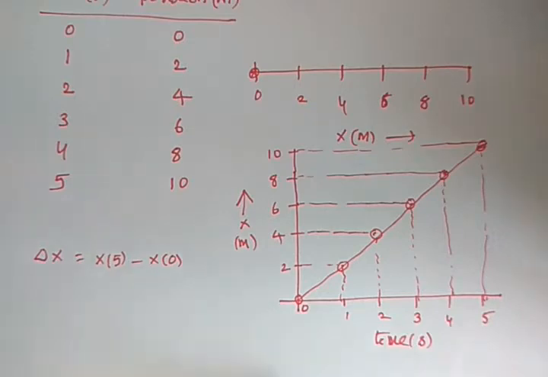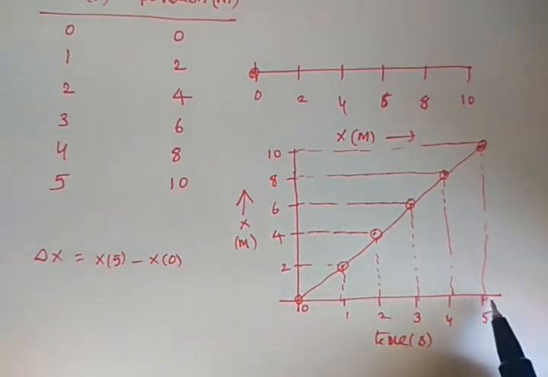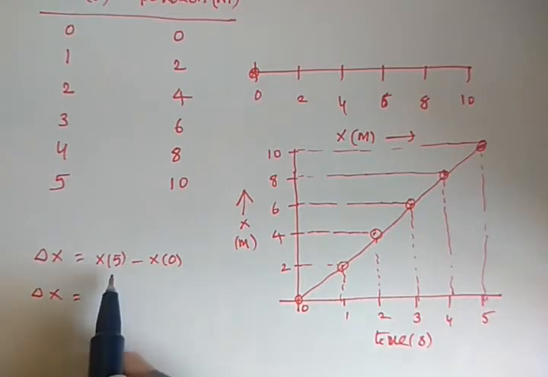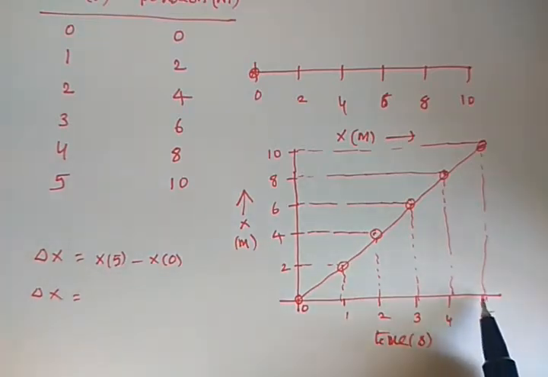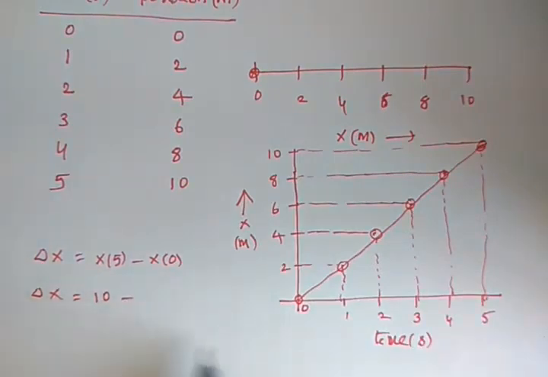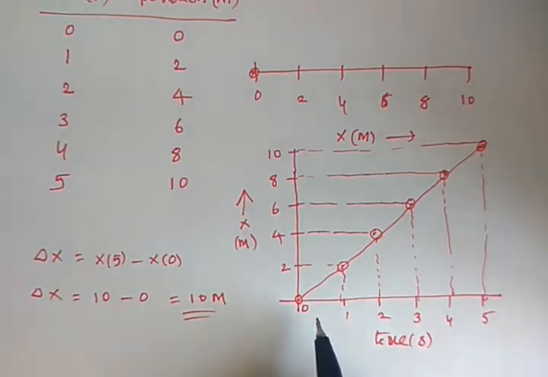Change in position of the body between time t is 0 and time t is 5 seconds. So now delta x will be the location at time t equals 5, which is 10, minus the location at time t is 0, which is also 0. Then delta x equals 10 meters. So this is the change in position of the body between time t is 0 and 5.